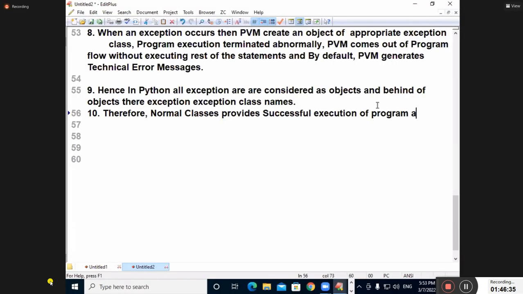And what next? Exception classes provide what? Abnormal termination, we require. Why are police people required? When any exception occurs somewhere, they will put it somewhere else and handle it differently. That is known as what? Exception classes they are. Normal public is called what? Normal classes.